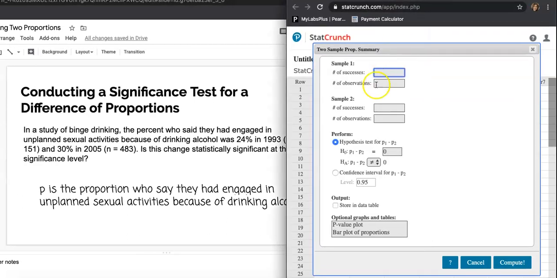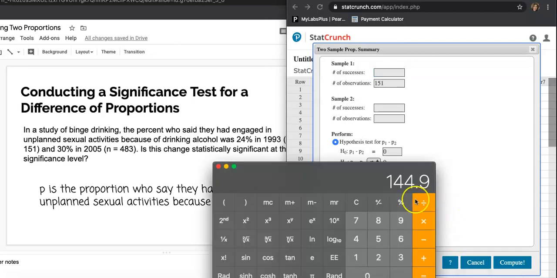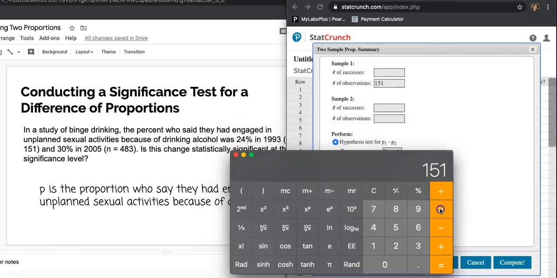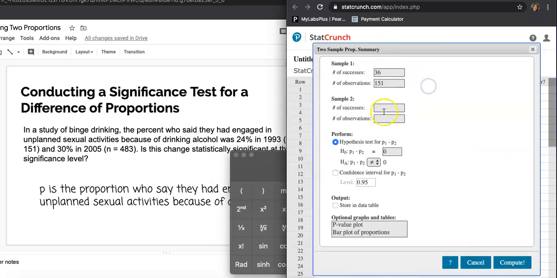What did we find out? So the total observation in 1993 was 151. Those are the people who were interviewed in total. And out of 151, how many people engaged in sexual activity because of alcohol? Times 0.24. So about 36 people. So go ahead and say 36 people got into that activity.